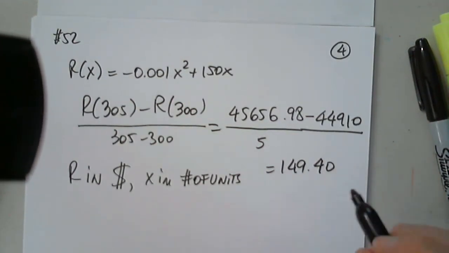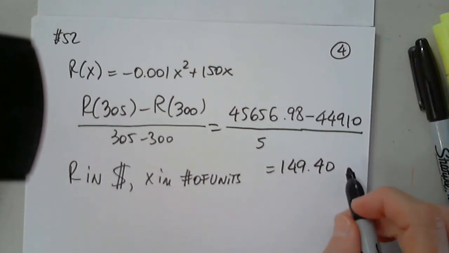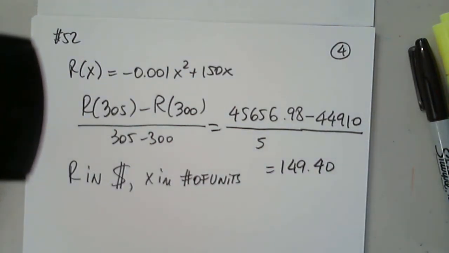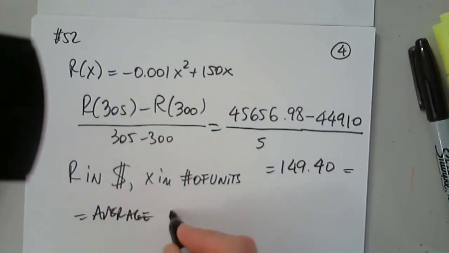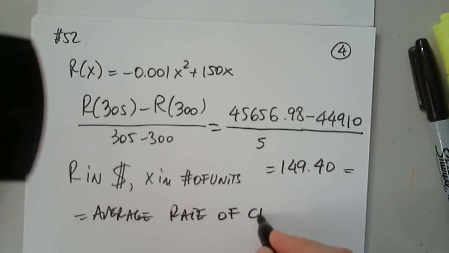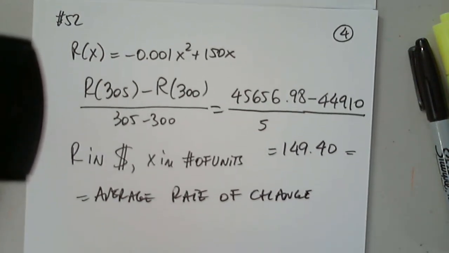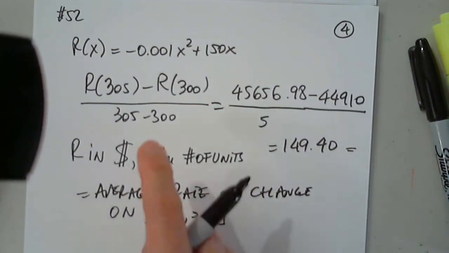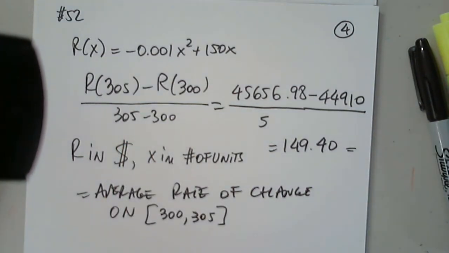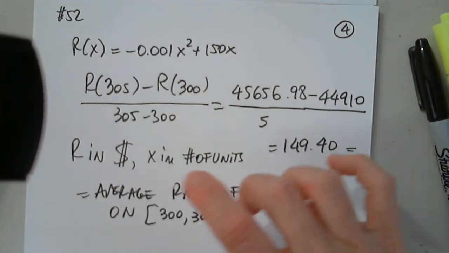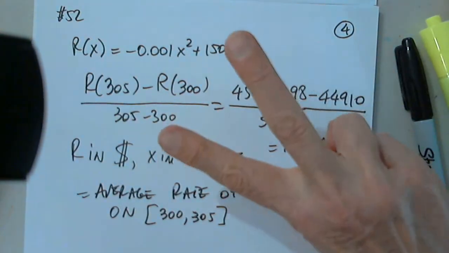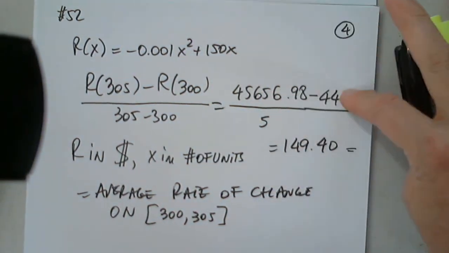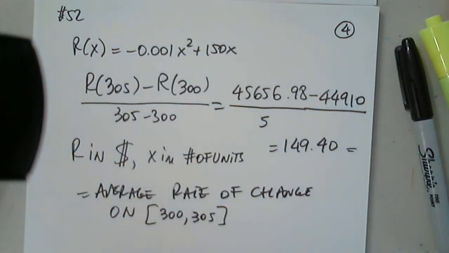All this calculation even a 5-year-old can do, but what a 5-year-old will not be able to do is give us the measurement unit. What does 149.40 represent? What is the measurement unit? We know that this is average rate of change, exactly on the interval 300 and 305. But what is the measurement unit? Remember, this is an average rate of change. It has to have 2 measurement units, one coming from the top and one coming from the denominator. So what is the measurement unit?